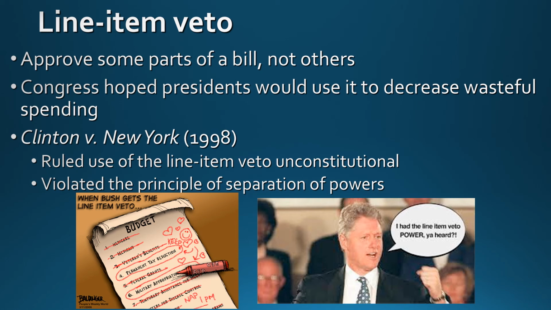The reason is this violates separation of powers, because essentially the president is now editing, revising, marking up a bill, but we know that it is Congress's job to make legislation. So this is allowing him to do Congress's job. So this was taken away, ruled unconstitutional. Important to note is, why would Congress give this power to the president in the first place? The reason is because they hoped the president would use a line item veto to reduce wasteful federal spending.